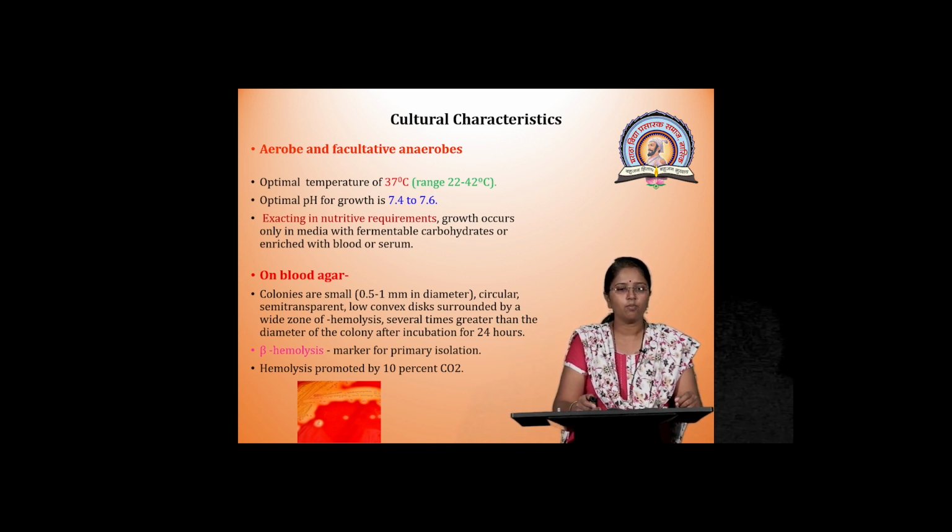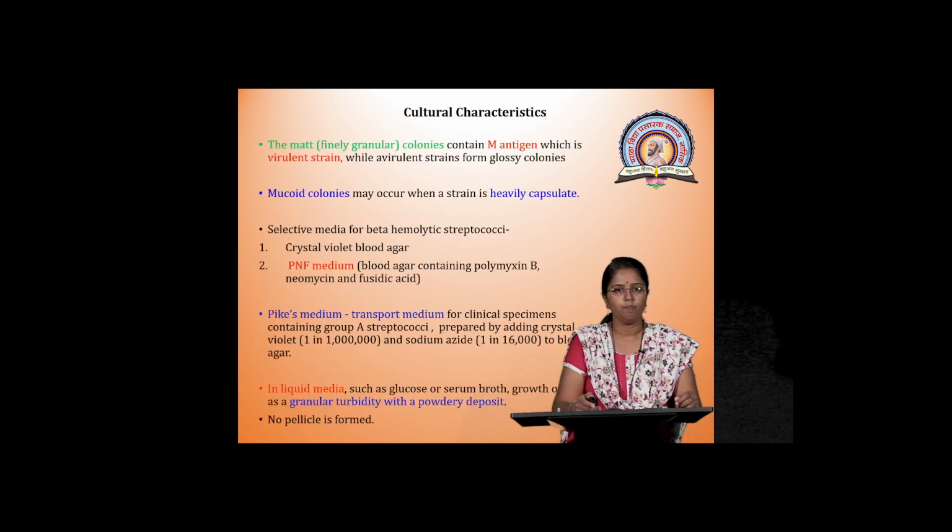Beta hemolysis is the primary marker for isolation of Streptococcus pyogenes, because among the hemolytic streptococci, group A streptococci, which is Streptococcus pyogenes, show a complete zone of hemolysis, or beta hemolysis. If we incubate the plates at 10% CO2, then the zone of hemolysis will be larger, as the hemolysis process is promoted at 10% CO2 incubation.